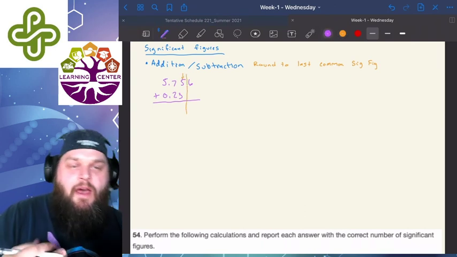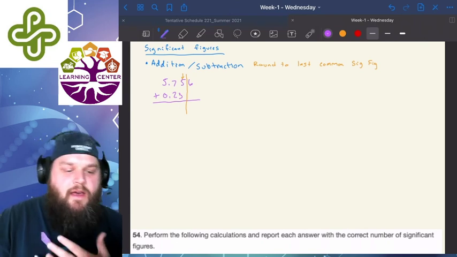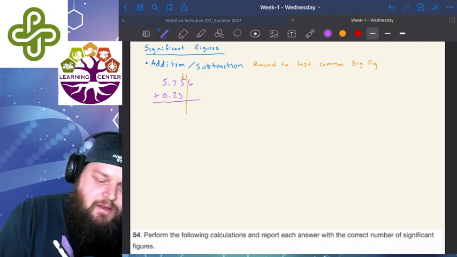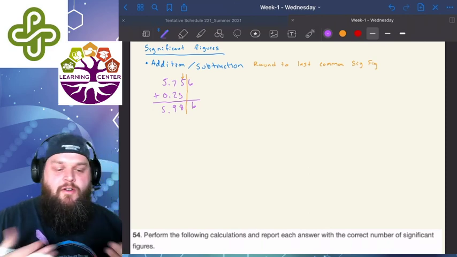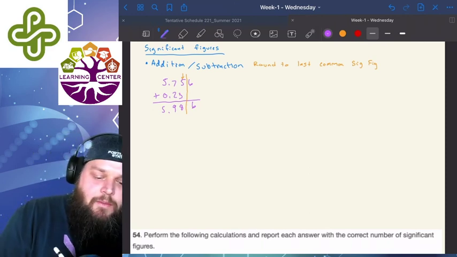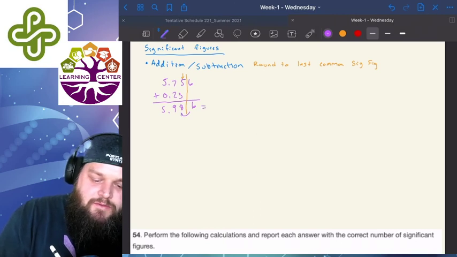We still do the math for everything, all the numbers that we have. In this case, 6 plus 0 is 6, 5 plus 3 is 8, 7 plus 2 is 9, and we end up with that 5 plus 0. But we kind of cut it off after that, and we round this value up since we have a 6 there. So this is really going to equal 5.99.